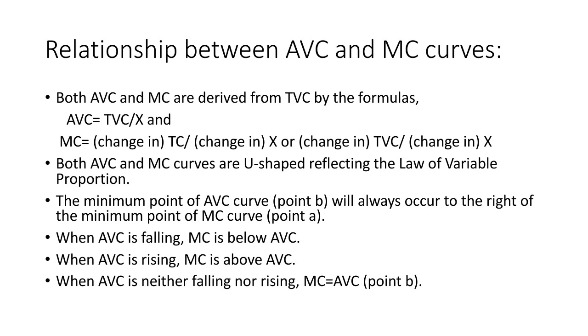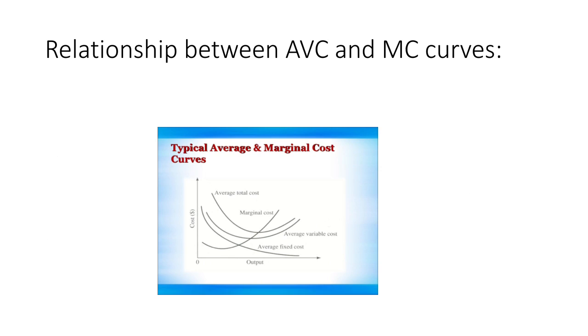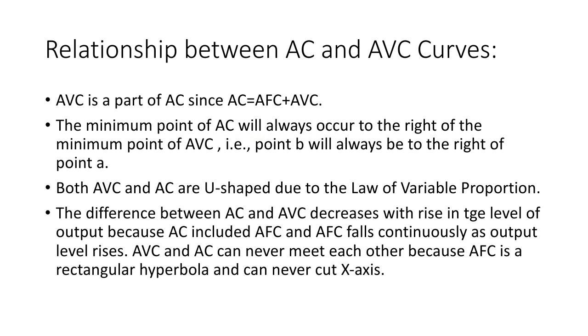When AVC is falling, MC is below AVC, meaning the MC curve lies below the AVC curve. When AVC is rising, the MC curve lies above the AVC curve. And when AVC is neither falling nor rising, here MC is equal to AVC. You can see from the diagram here.